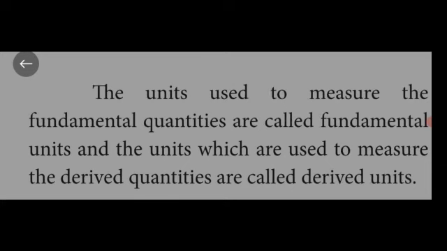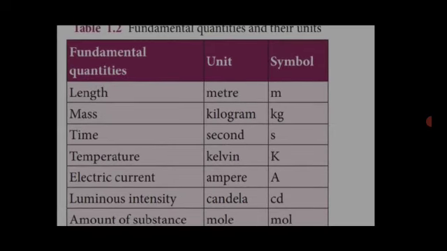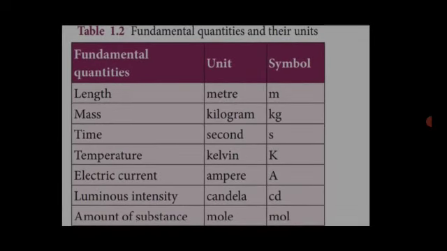There are 7 fundamental quantities present. One is length, second one mass, next one time, temperature, electric current, luminous intensity, amount of substance. These are the 7 fundamental quantities and their units. Length unit meter, mass unit kilogram, time unit second, temperature unit Kelvin, electric current unit ampere, luminous intensity unit candela, amount of substance unit mole.